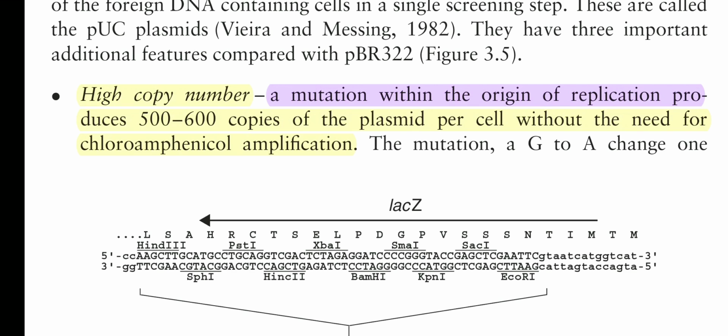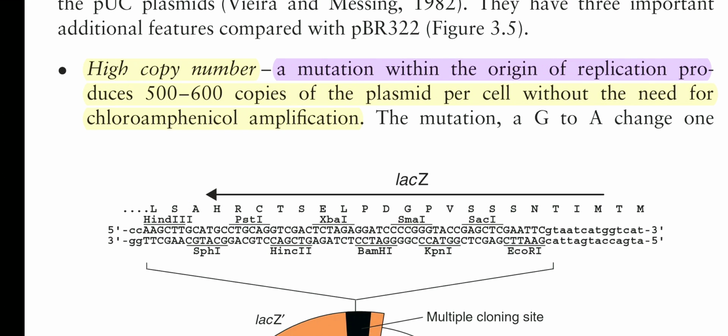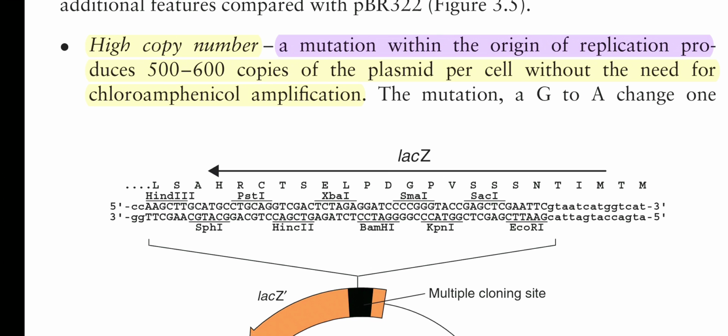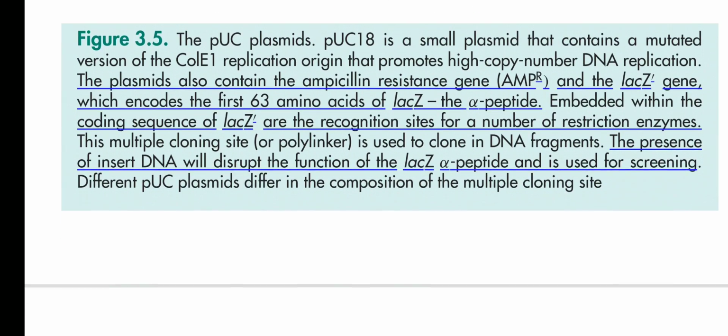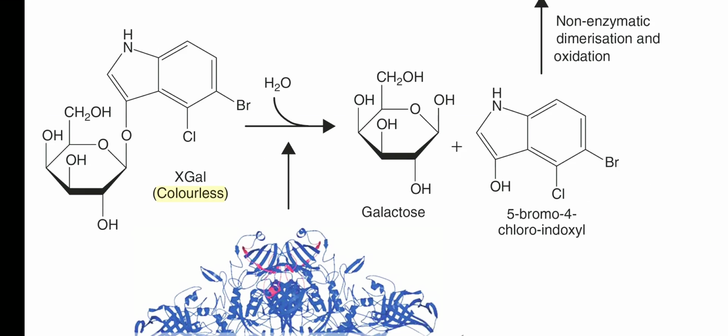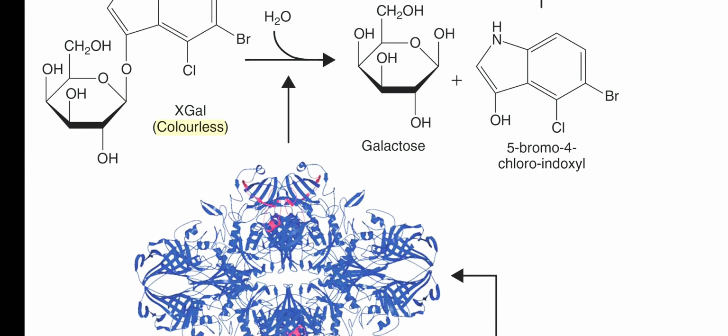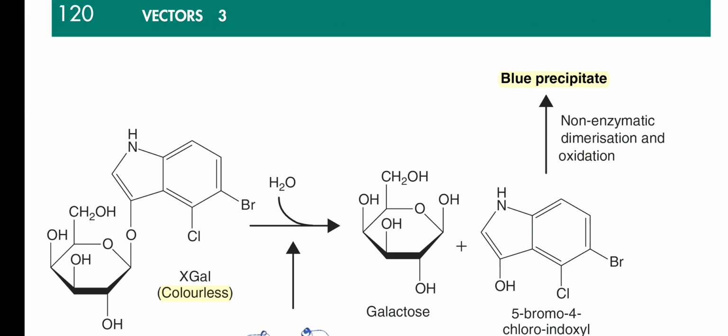Here is a high copy number: a mutation within the origin of replication produces 500 to 600 copies of plasmid per cell without the need for chloramphenicol amplification. The mutation is a G to A change, so different things, and there are many more things.